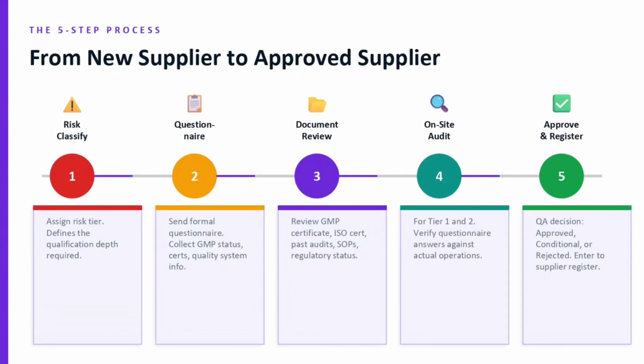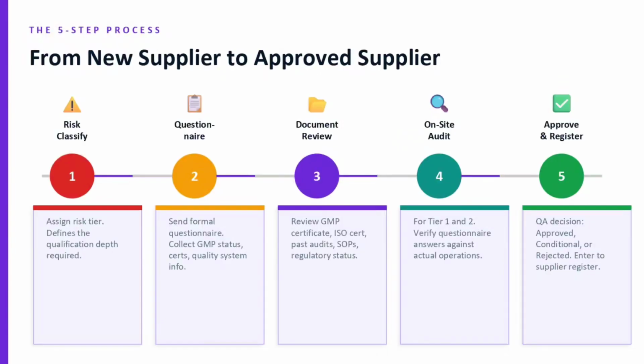Step 3 is document review. Based on the questionnaire responses, you request and review supporting documents. GMP certificates, ISO certifications, previous audit reports from other customers if available, relevant SOPs, and regulatory status information. This is the desk-based assessment that tells you whether to proceed to an on-site audit.